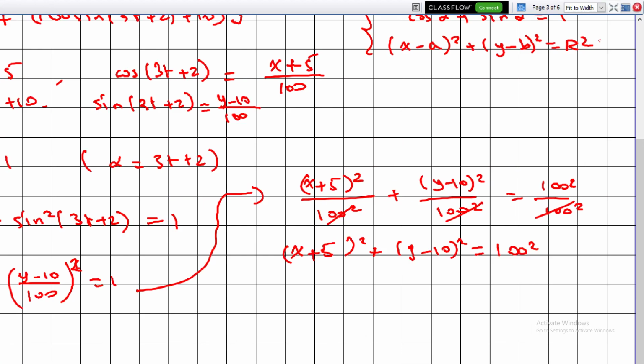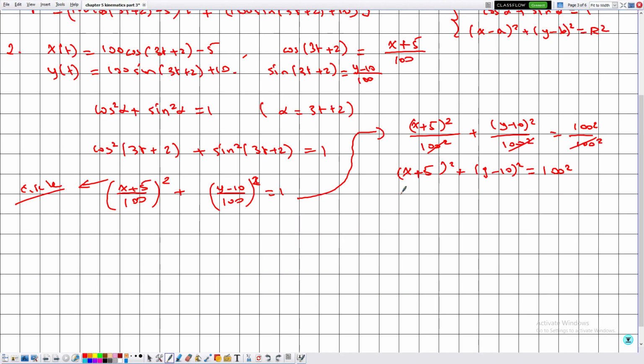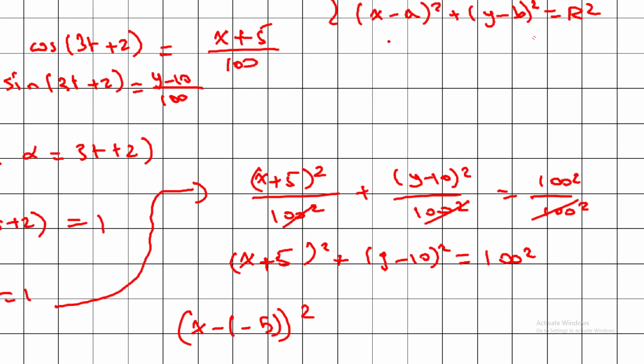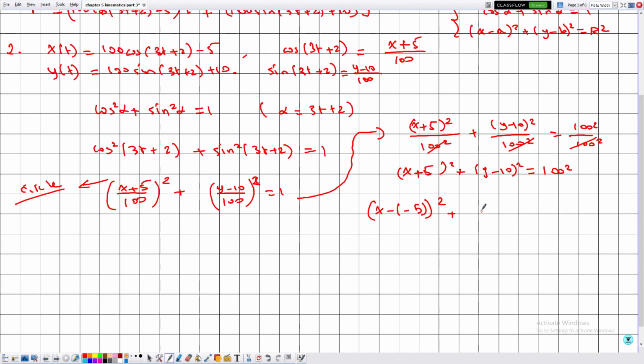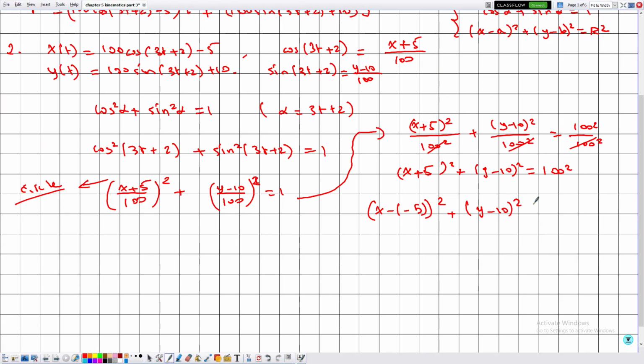In order to compare this equation with the standard equation, we need to insert an additional minus sign, so it will be x minus minus 5 raised to the power 2. Why am I doing so? Because the center is given by (a, b). In order to say that a is the center, we need to add an additional minus sign, so this is important, plus (y minus 10) to the power 2. Here I didn't add another minus sign because the minus sign is already present, which is equal to 100 to the power 2. So from the beginning I have decomposed this number as a power.